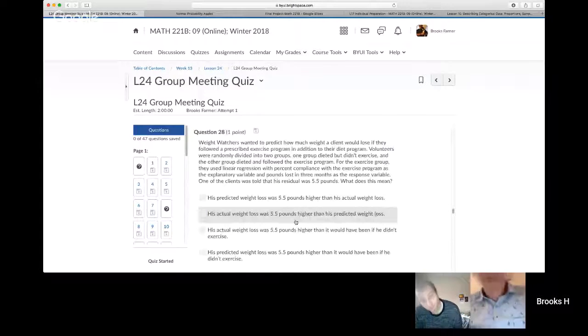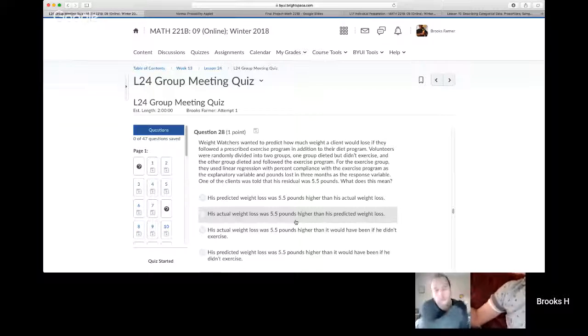I'll read 28. Weight Watchers want to predict how much weight a client will lose if they follow a prescribed exercise program in addition to their diet program. Volunteers were randomly divided into two groups. One group dieted but didn't exercise. The other group dieted and followed the exercise program. For the exercise group, they used linear regression with compliance with the exercise program as the explanatory variable and pounds lost in 3 months as the response variable. One of his clients was told that his residual was 5.5 pounds. What does this mean? I don't get this one.